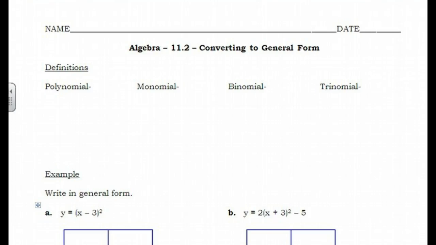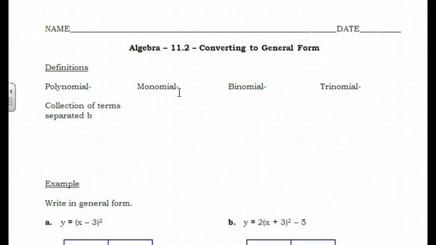This is Algebra 1.5, section 11.2, writing in general form. We have some definitions to start with. The first one is polynomial. A polynomial is a collection of terms separated by plus signs and minus signs.